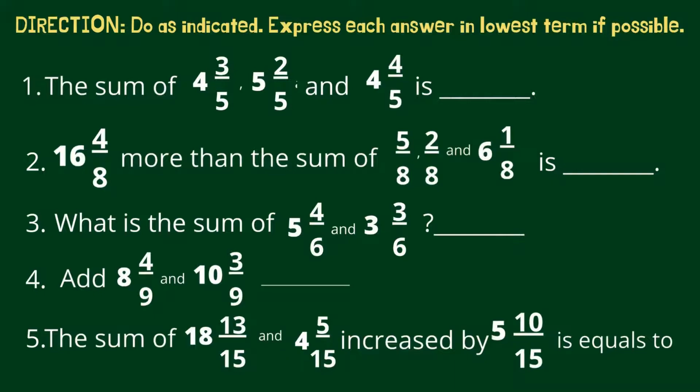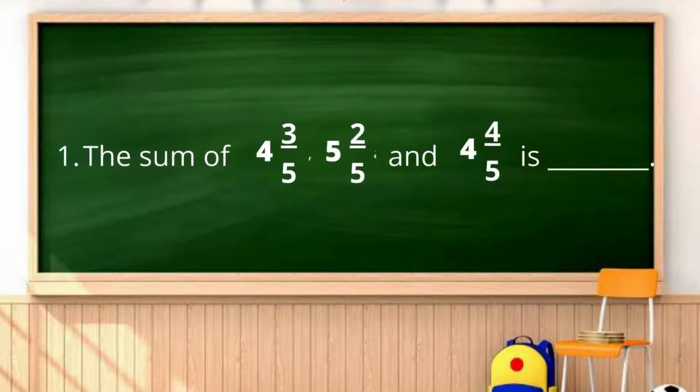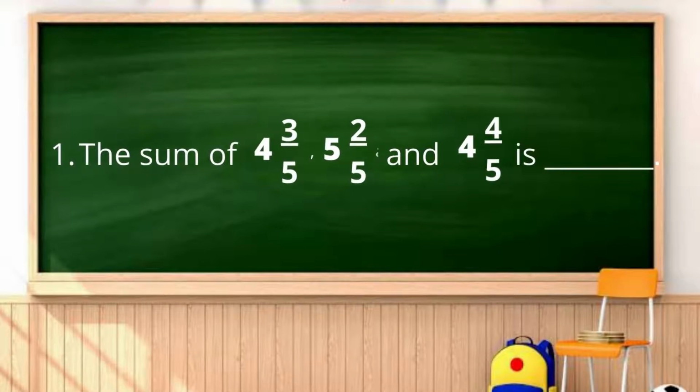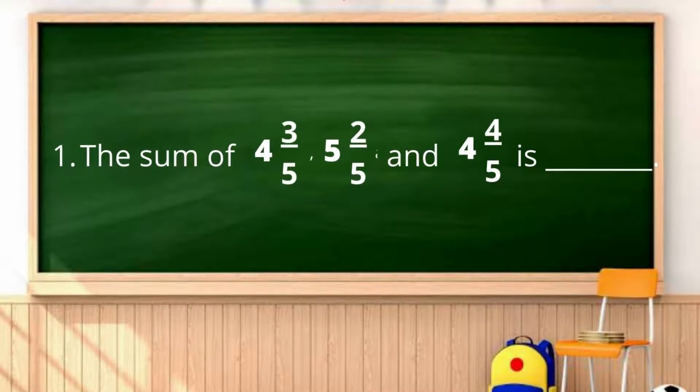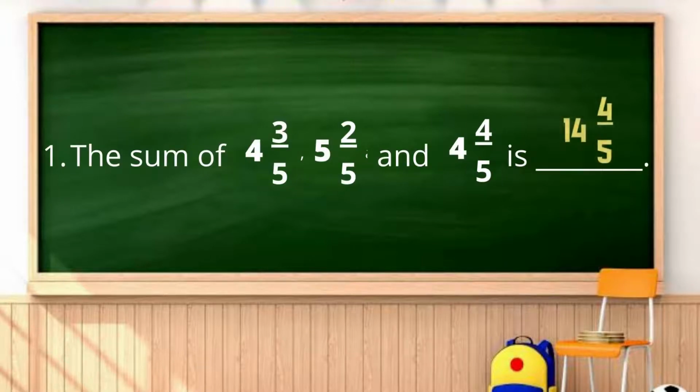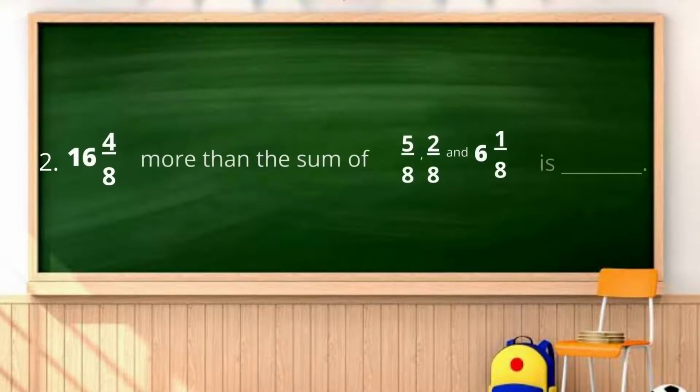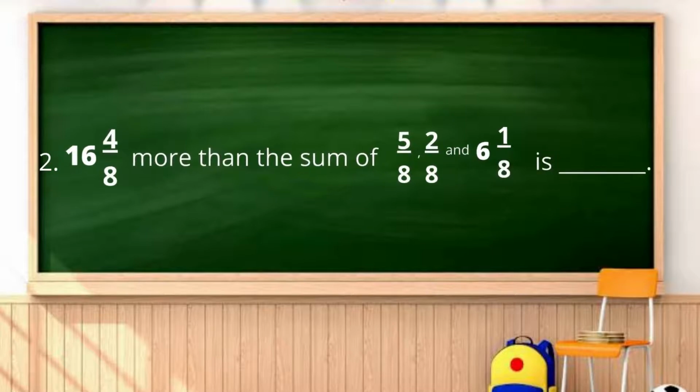Time is up, kids. Let us now check your answers. Check your answers honestly. For item number 1, the sum of 4 and 3/5 plus 2/5 and 4 and 4/5 is correct. 14 and 4/5. Number 2, 16 and 4/8 more than the sum of 5/8, 2/8 and 6 and 1/8 is... What is your answer? Very good. 23 and 1/2.